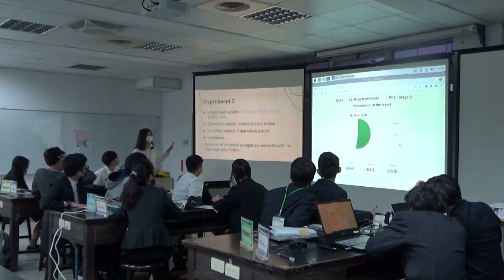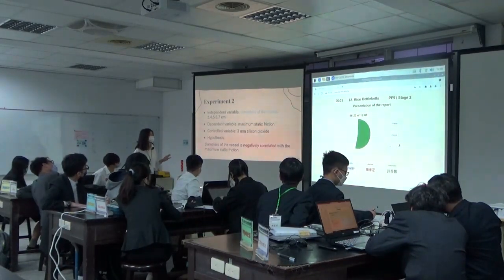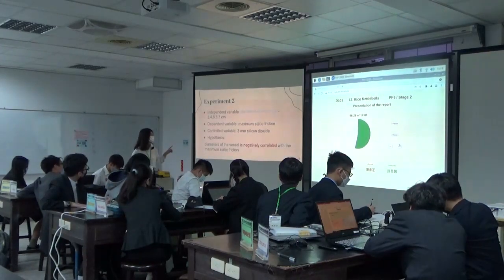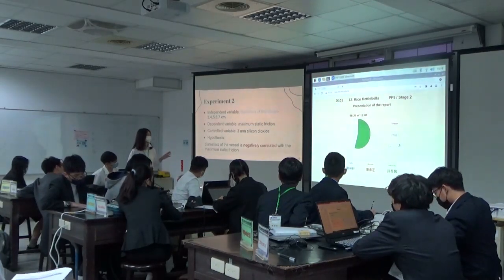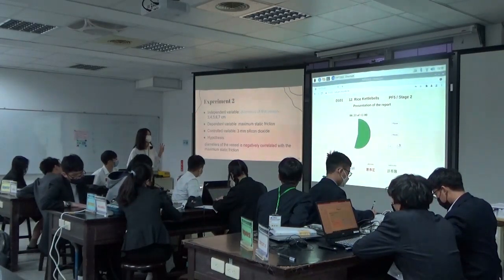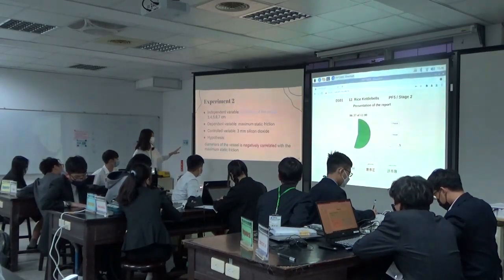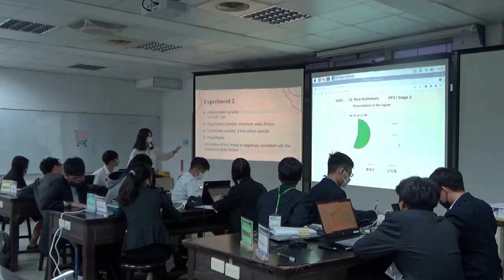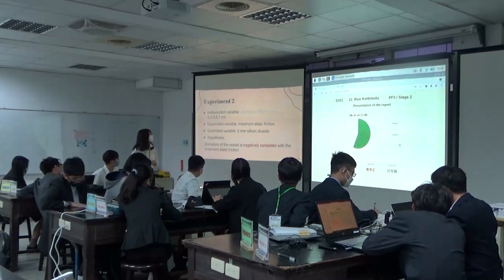For our experiment 2, the independent variable is the diameter of the vessel, from 3 to 7 centimeters. The dependent variable is the maximum static friction. The controlled variable is the 3 millimeter silicon dioxide. And our hypothesis is that the diameter of the vessel is negatively correlated with the maximum static friction.